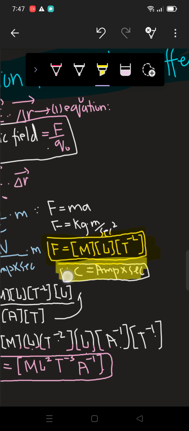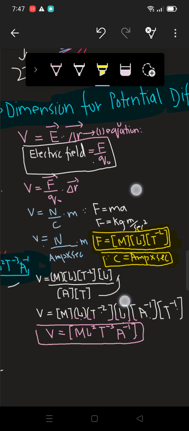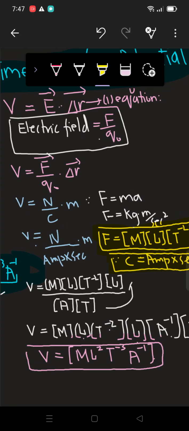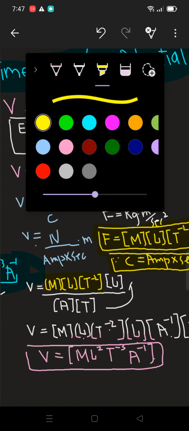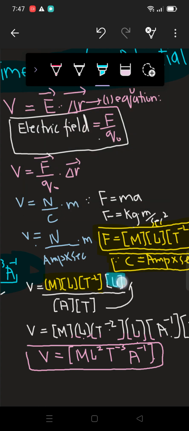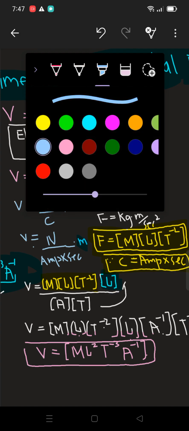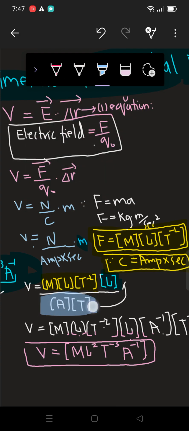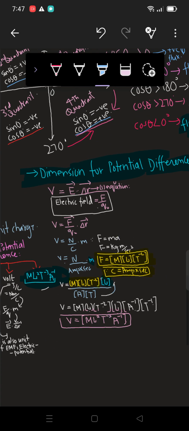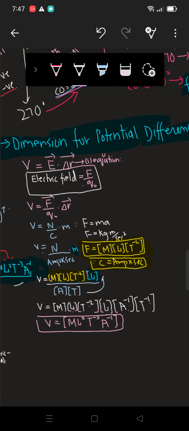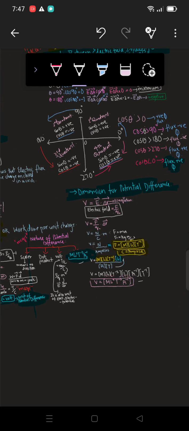And this was very important as well. 1 Coulomb is equal to 1 ampere into second. We just put this Newton's dimension in the formula, right? In here, this is the dimension of the Newton. However, this is the dimension of the meter, and of course down we got the dimension of the Coulomb, which is ampere into second. We just simplified it, and in the end what we got is ML2 T minus 3 A minus 1. Here we have completed our basics of potential difference.